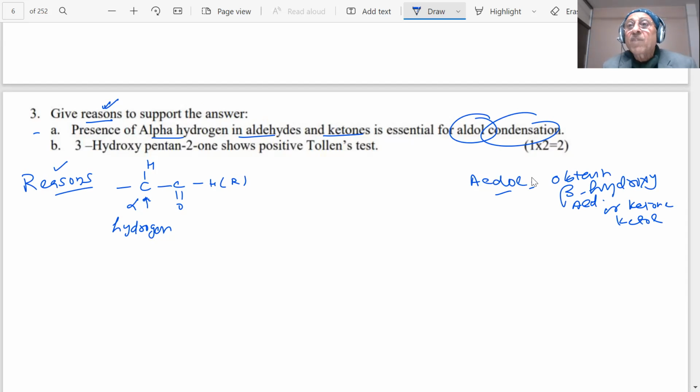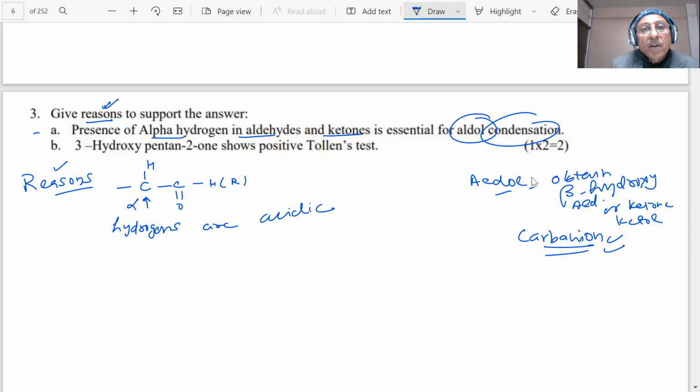You are aware of that reaction, but that reaction involves, students, again, these are examples of nucleophilic addition reaction. This reaction involves a carbanion which is formed. Unless the carbanion is stable, the reaction cannot take place. Now these alpha hydrogens are acidic, students. Why are they acidic? Because of the presence of C=O, which is a strong electron withdrawing group.